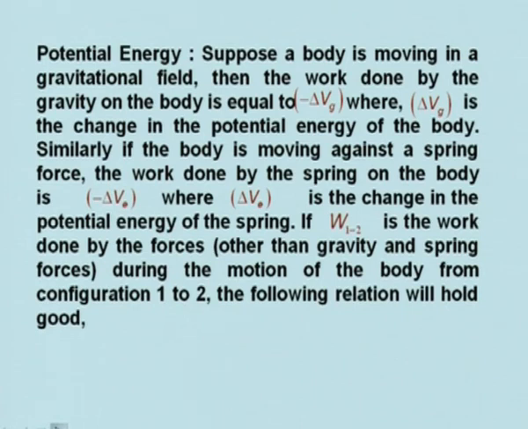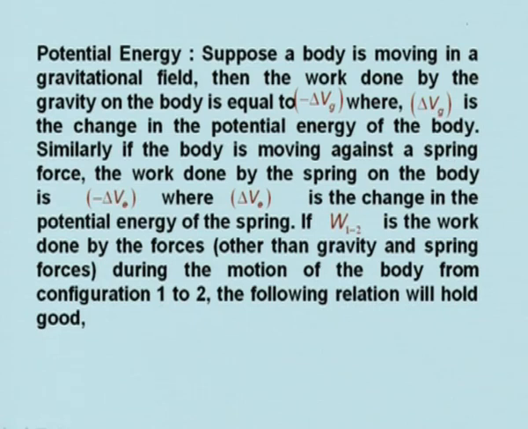When gravity does some work on the body, the body's potential energy decreases. But if the work is done against gravity, the body's potential energy increases, because that work is stored there as potential energy. So if a body is moving in a gravitational field, the work done by gravity on the body is equal to minus delta Vg, where delta Vg is the change in the potential energy of the body. Similarly, if the body is moving against a spring force, the work done by the spring on the body is minus delta Ve, where delta Ve is the change in the potential energy of the spring.